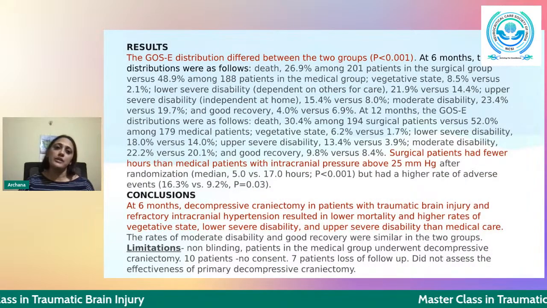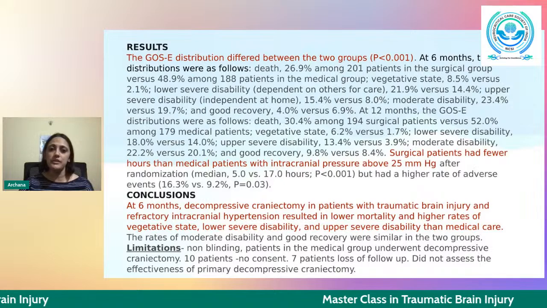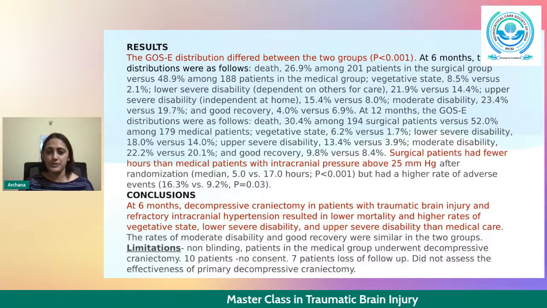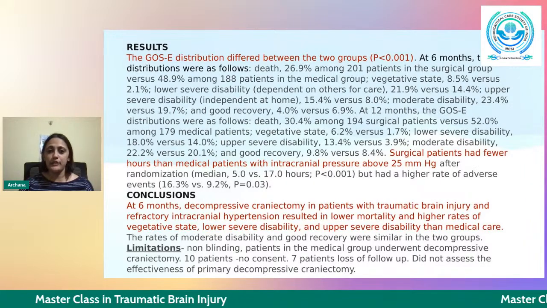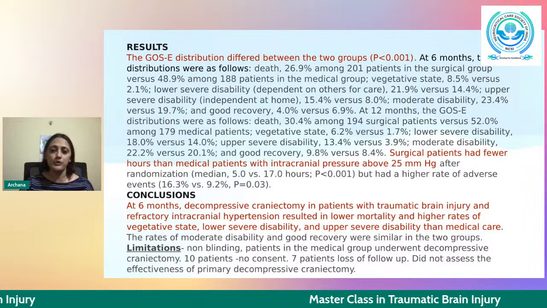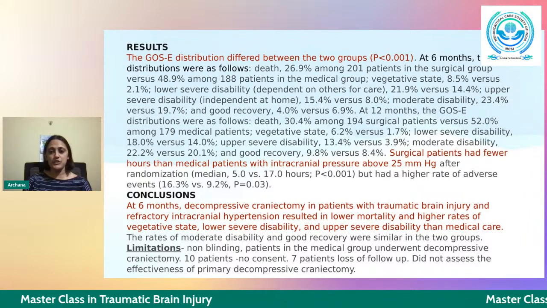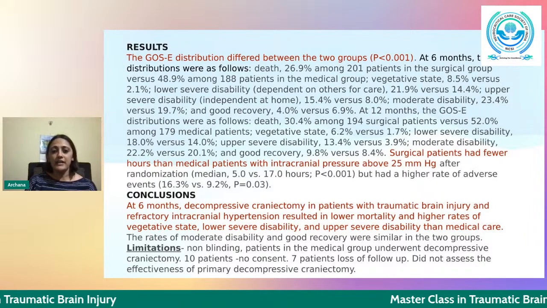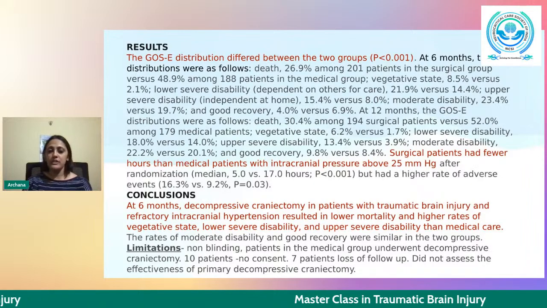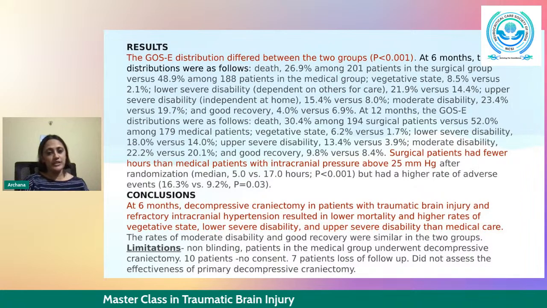The Glasgow outcome scale extended distribution differed between the two groups, which was significant. But it was seen that the surgical patients had fewer hours than the medical patients with intracranial pressure above 25 mmHg. So they concluded that at 6 months, the decompressive craniectomy in patients with traumatic brain injury and refractory intracranial hypertension resulted in a lower mortality but a higher rate of vegetative state.